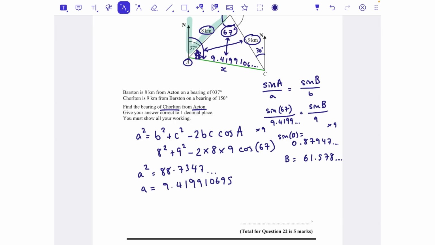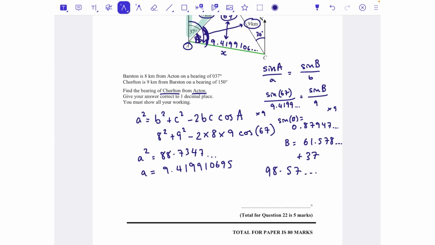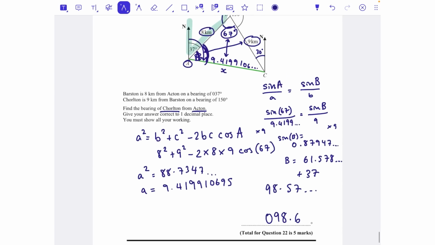That's not our final answer though, remember that was just this bit, so we need to add on 37, and that is 98.57. We're giving our answer to one decimal place, so 98.6. It is a bearing and it is under 100, so I'm going to put 098.6 degrees. There we go. Find the bearing of Chorlton from Acton. That is my final answer.